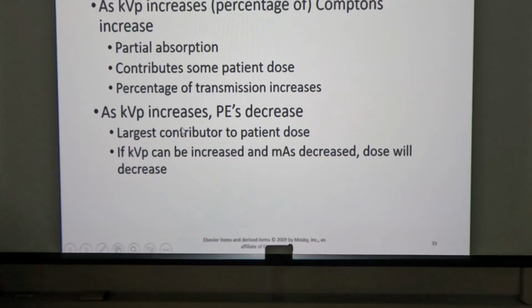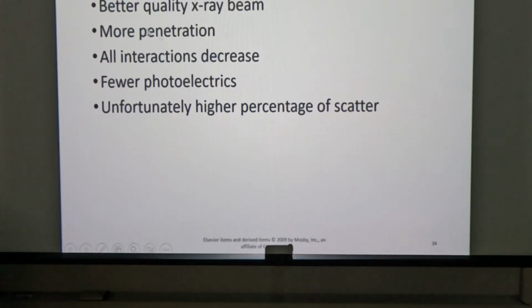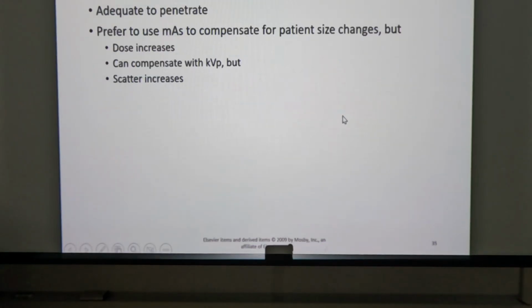Right. Photoelectrics are the largest contributor to patient dose. That's because it's total absorption. The entire energy of a photon gets absorbed inside of the patient. So, the whole dose goes up in that case. So, if we want to reduce dose, then we can increase kVp and reduce opacity. With higher kVp, better quality beam, we have more penetration. All interactions decrease, but we have fewer photoelectrics, and unfortunately a higher percentage of scatter reaches the image receptor. So we talked about this on Friday.